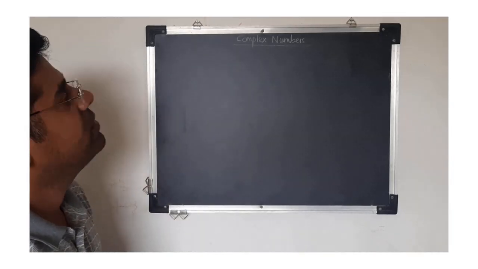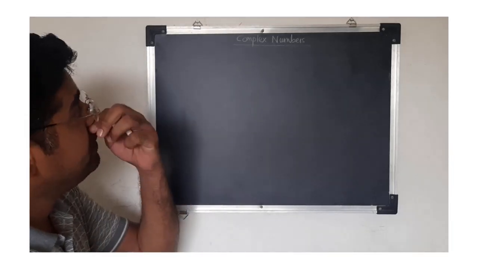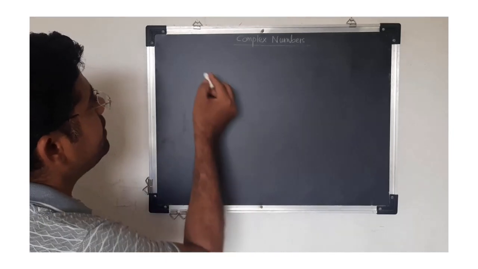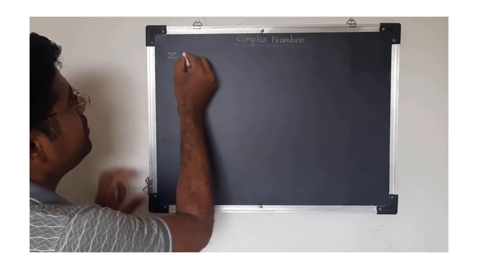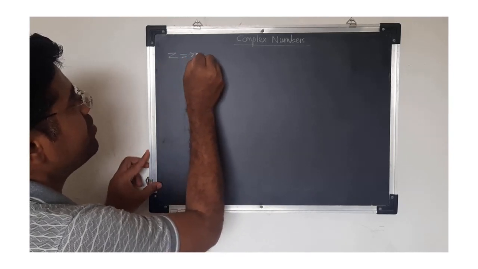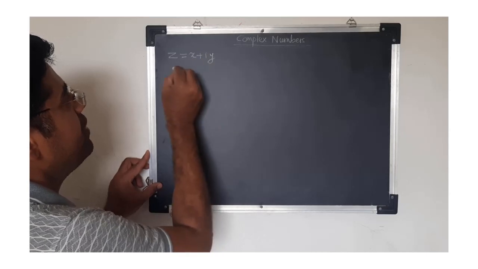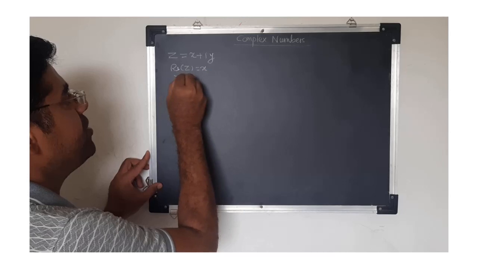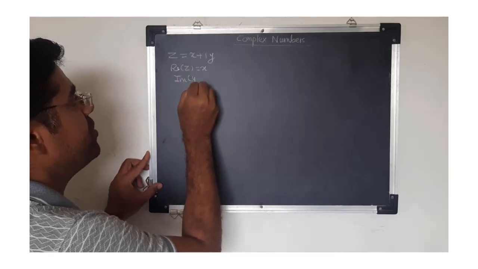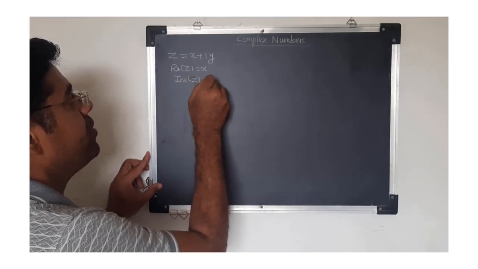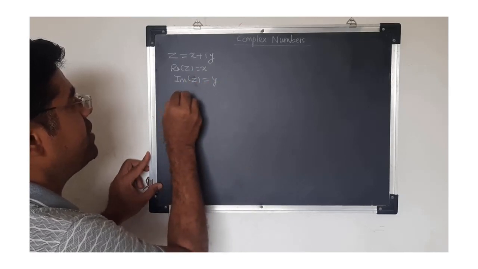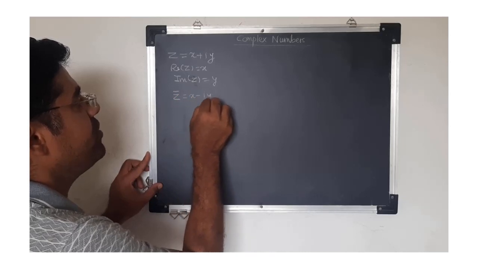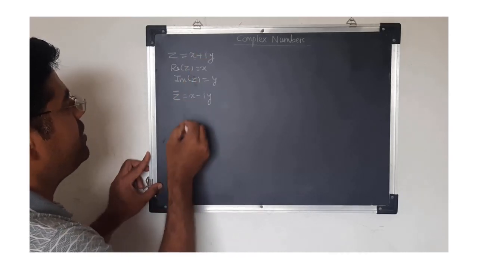Hello friends. So far we are discussing the complex number chapter. So far we have seen the definition of a complex number, which is nothing but z is equal to x plus iy, where the real part of the complex number z is x, and the imaginary part of the complex number is y, not iy. Then we have seen the complex conjugate of a complex number, which is nothing but x minus iy. Only we have to change the sign from plus iy to minus iy.